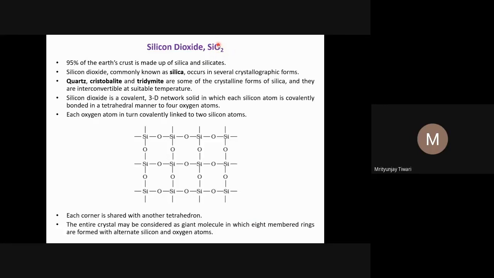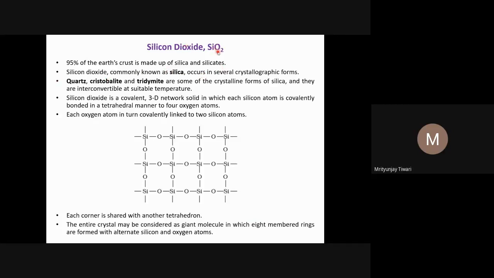The same applies to diamond as well. Whatever the amount of crystal that you see, the entire crystal can be considered as a molecule. There is no discrete molecule formation in compounds like diamond and silica. 95% of the Earth's crust is made up of silica and silicates.